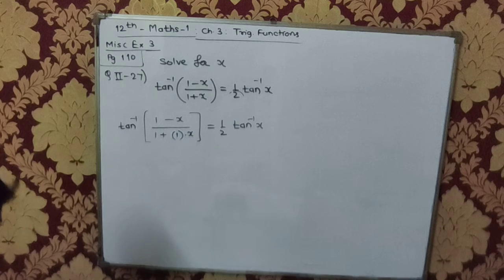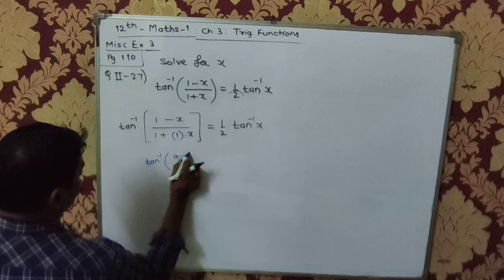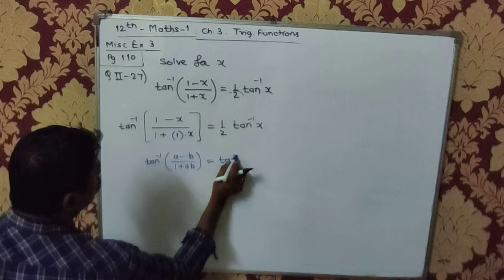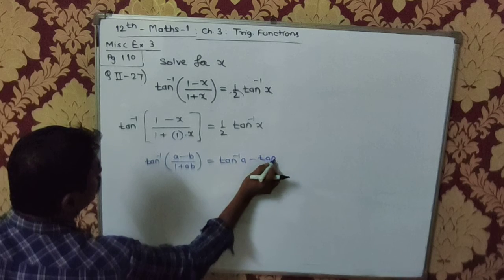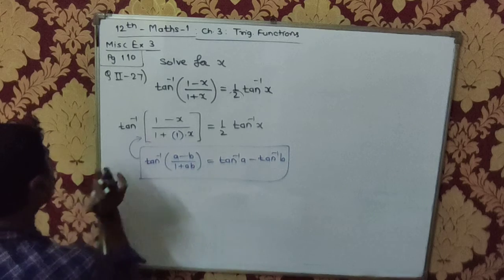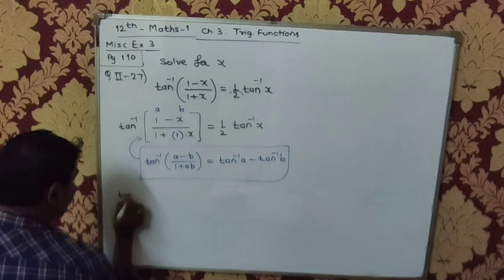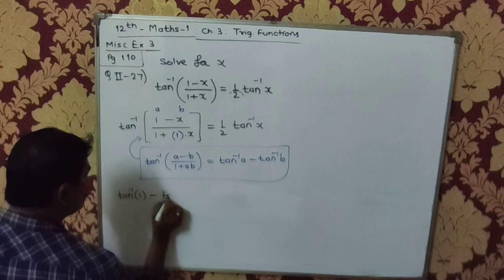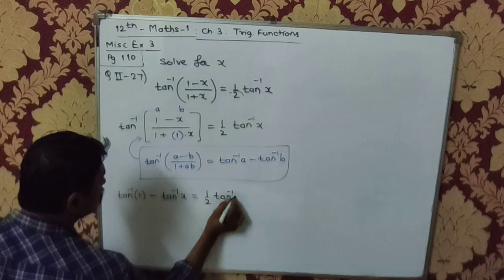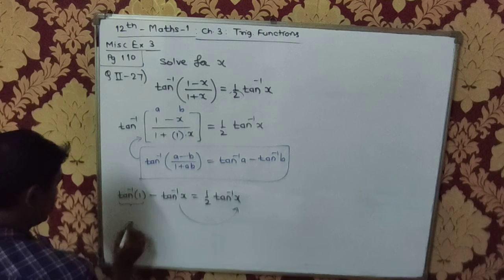Now here I'll use the formula. Check here. Tan inverse of (a minus b) upon (1 plus ab) is equal to tan inverse of a minus tan inverse of b. ये फॉर्मूला है. So which I'll use here. तो ये है a और ये है b. तो क्या बनेगा ये? Tan inverse of 1 minus tan inverse of x is equal to half tan inverse of x.